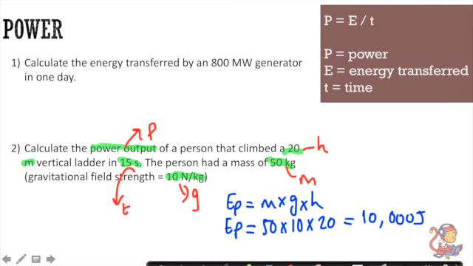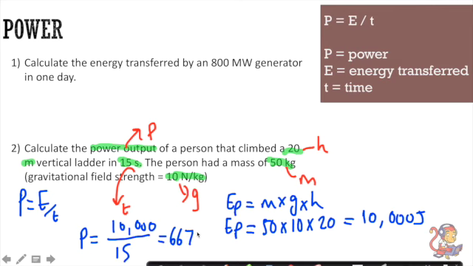And once I've got that bit, then I can think about what else I can do to calculate power. And I remember that power equals energy transferred over time. Now I've got myself an energy transfer, so I calculate P equals 10,000 divided by 15. And that will give me a power of 667 watts, and I've just rounded that one up to 667.